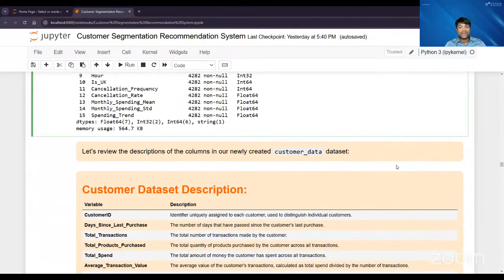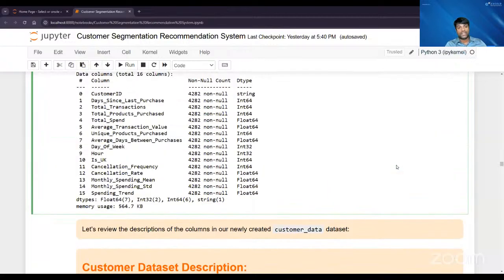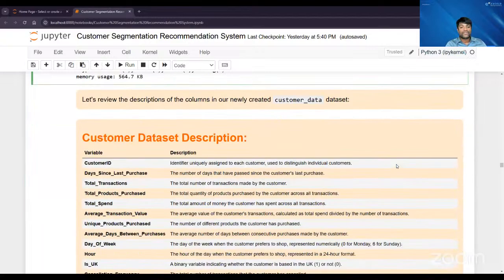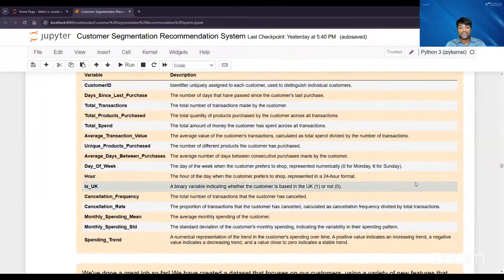Now let us review what we have done. These are the 16 columns we have, excluding the customer ID. I can say 15 columns, or features, that we have created. I need not go through this again, because we have already discussed at each step why that particular column exists inside the data set. You can just have a look at what each column actually tells us, which we have created.